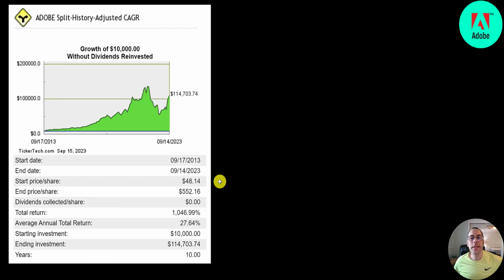If you put $10,000 into this company 10 years ago, you'd be really happy at $114,000 today. That's a 28% annual return, over a 1,000% total return.